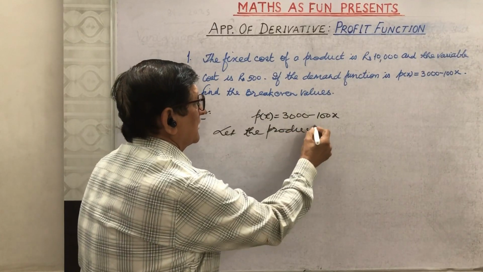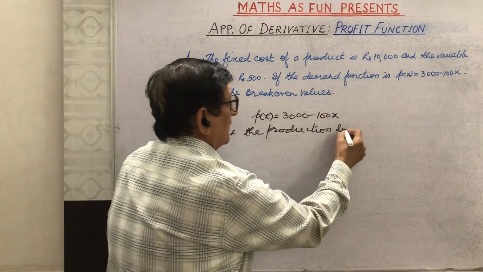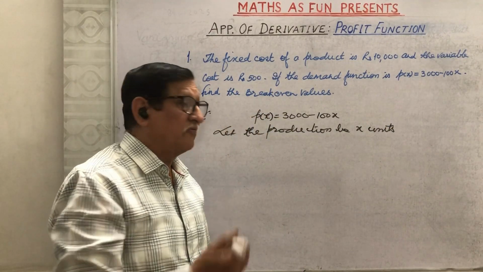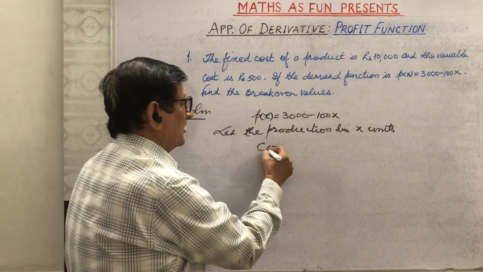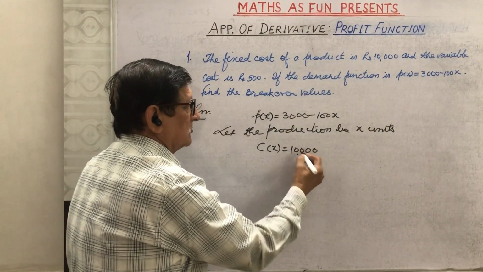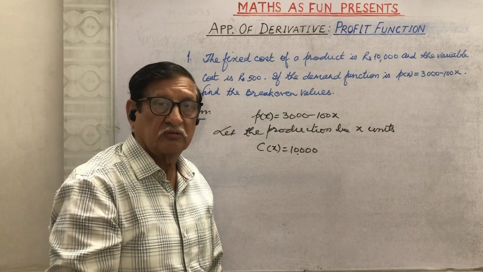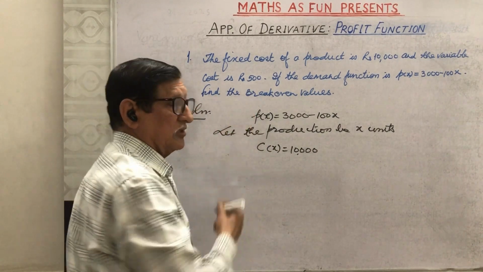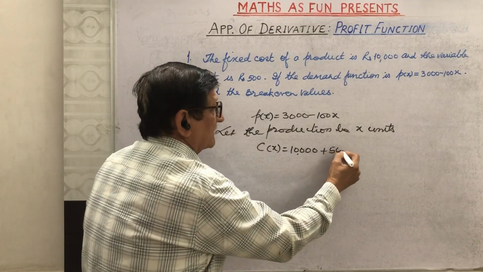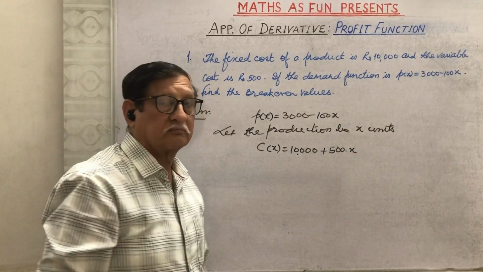Let the production be x units. Then what will be the cost function? Cost function is 10,000 rupees as the fixed amount, and 500 per unit is the variable cost. It means that is 500 into x.